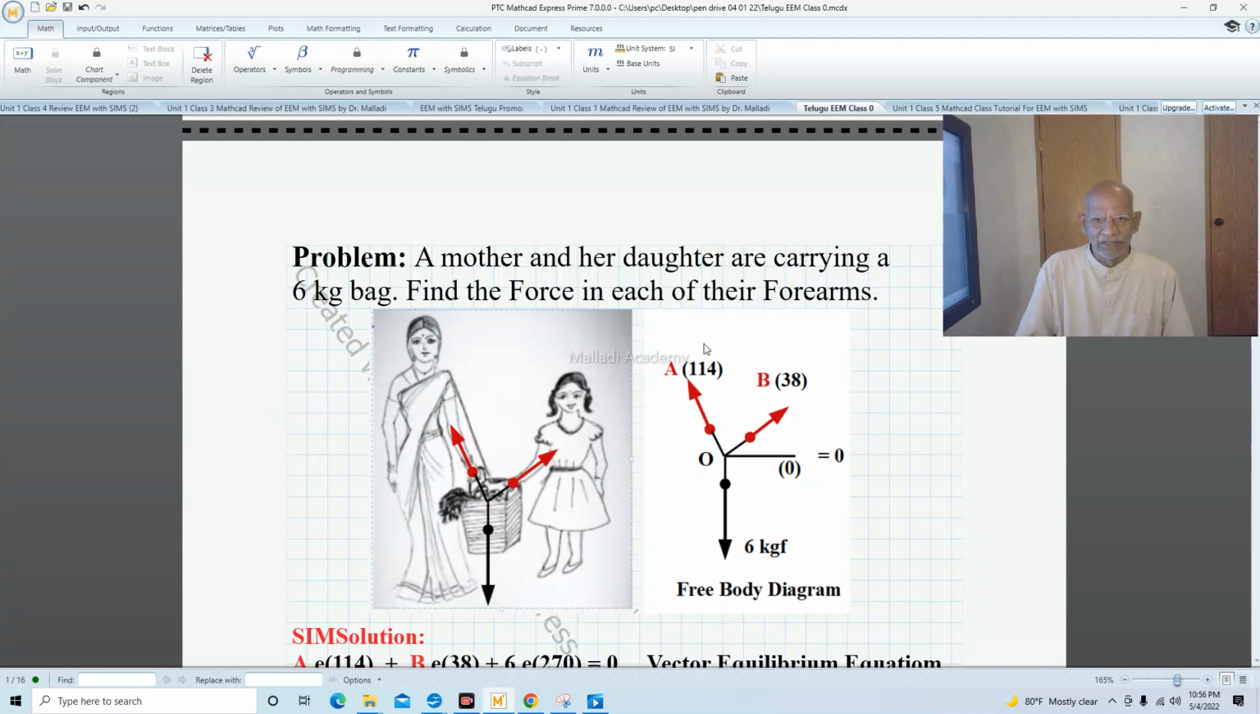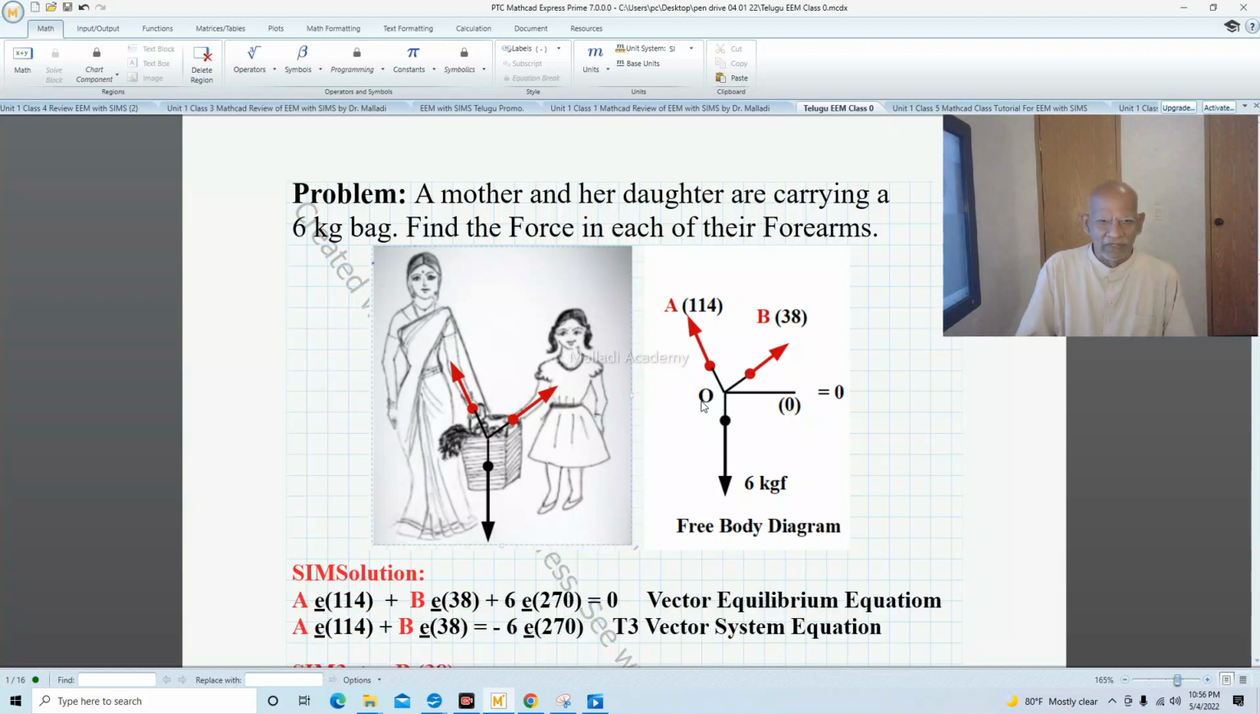Here is the free body diagram, and I have indicated the forces like this. This is 6 kgf, and I don't know the force in this arm, but I know the angle at 30 degrees from the horizontal. This is called the polar angle, counterclockwise. Again, this A is 114 degrees counterclockwise from horizontal.